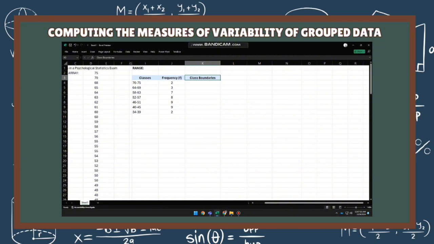So ngayon, paano natin ngayon kukunin ang class boundaries? So all we need to do is to minus 0.5 sa lower value ng classes and mag-add ng 0.5 sa higher value ng classes. So 70 minus 0.5 is 69.5. And then 75 plus 0.5 is 75.5. And then 64 minus 0.5 is 63.5. 69 plus 0.5 equals 69.5. Then, ganun din yung gagawin natin sa ating ibang classes.